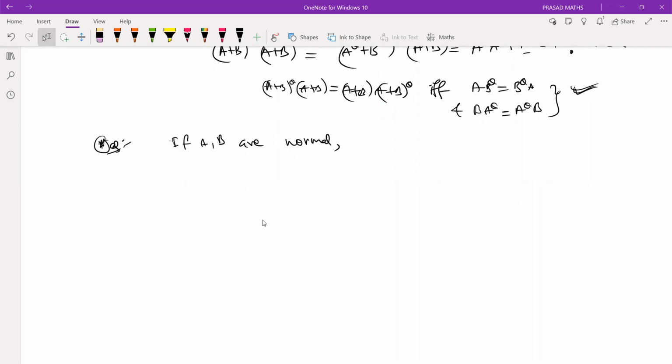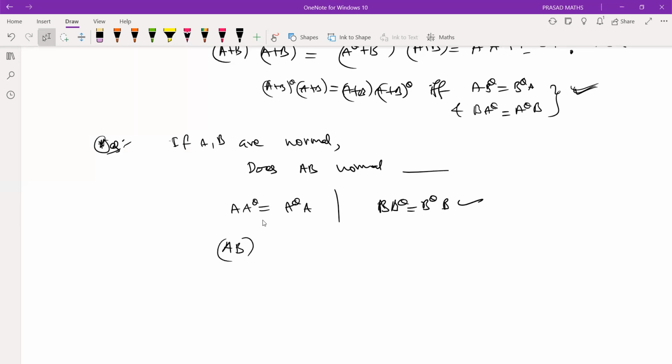Question: does it mean that A into B is normal? Now look at the definition. What is normal? A into A theta equals A theta into A. Similarly, B into B theta equals B theta into B, both are the same. But look at the product. I'm going to check whether A into B is normal or not.